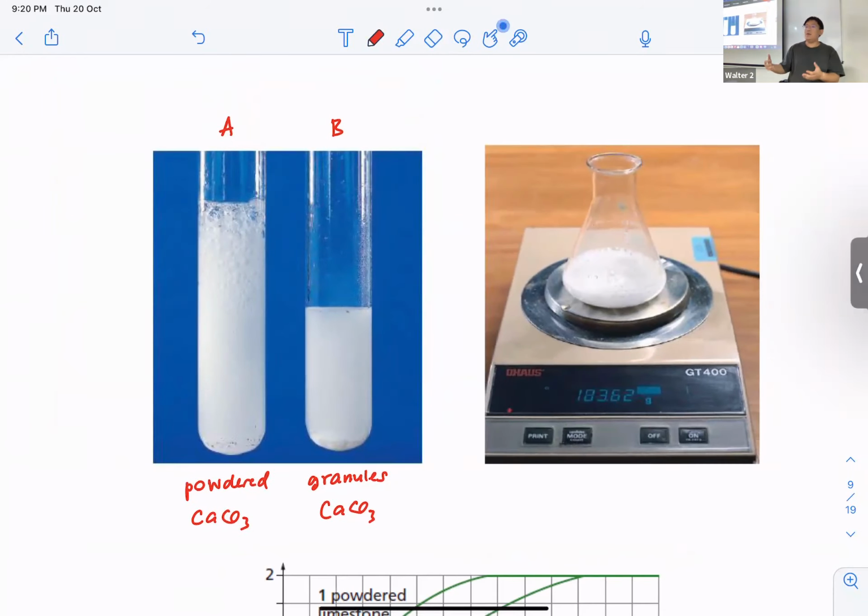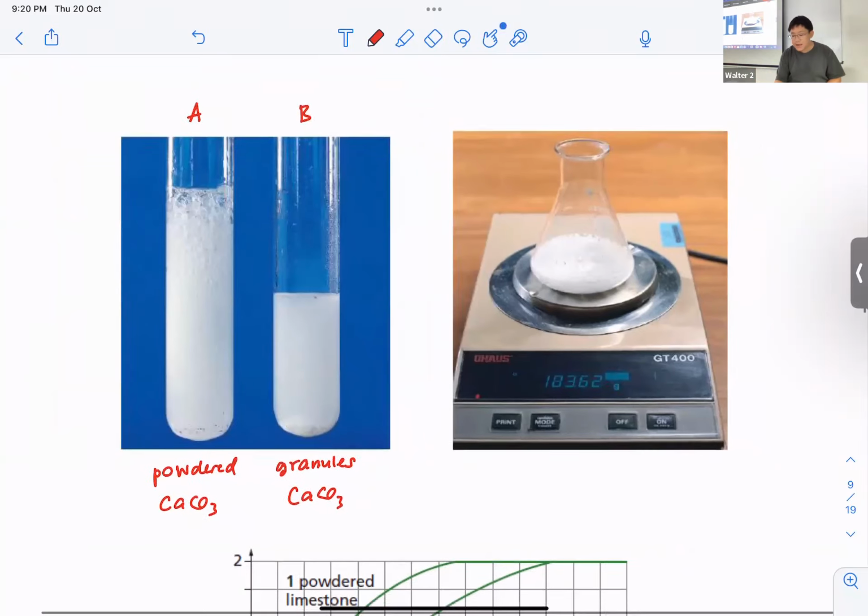Okay, but like I said, we cannot just assume the rate of reaction is higher than the other. We must calculate. But in this case, we don't want to calculate anything. I just want you to know that if you use powdered form, it has a higher rate of reaction compared to using granules or chunks.